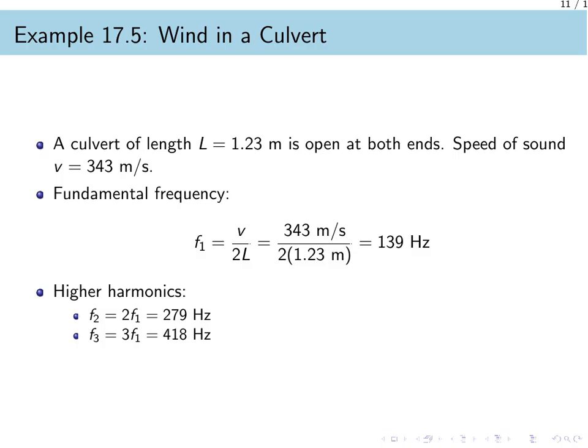Let us look at a practical example involving a drainage culvert that is 1.23 meters long and open at both ends. Using a speed of sound of 343 meters per second, we find the fundamental frequency by dividing the speed by 2 times the length, which gives us 139 Hz. Since it is open at both ends, all harmonics are present. The second harmonic is 2 times the fundamental, resulting in 279 Hz. And the third harmonic is 3 times the fundamental, equaling 418 Hz.